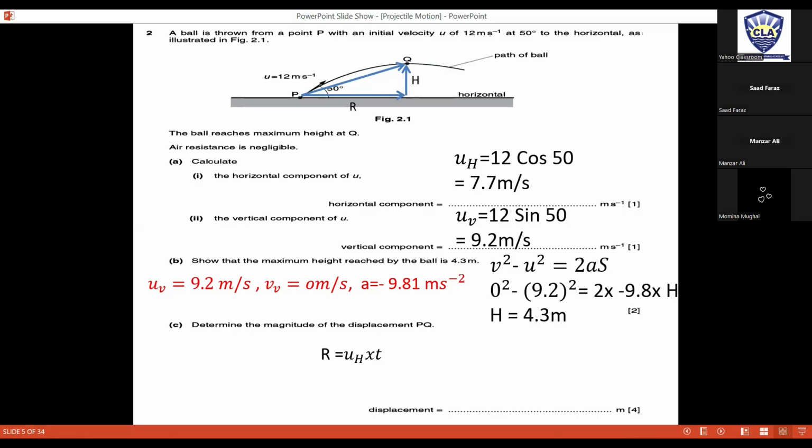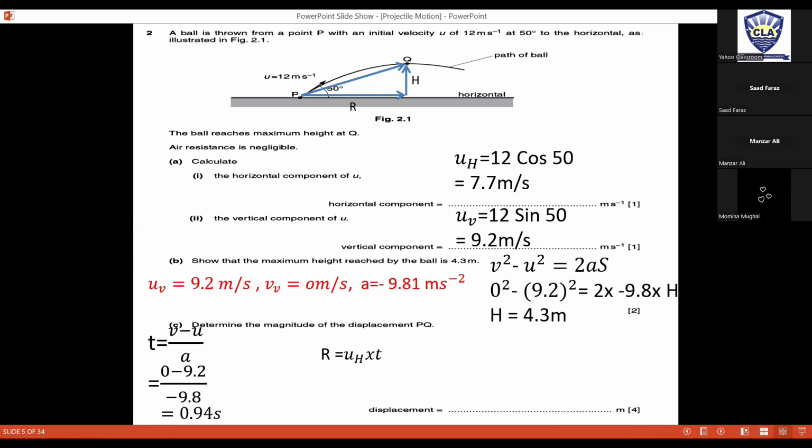To find t, I will use v minus u over a. I have the same data. u is 9.2, v is 0, a is 9.81. And from there, I get the value of t.